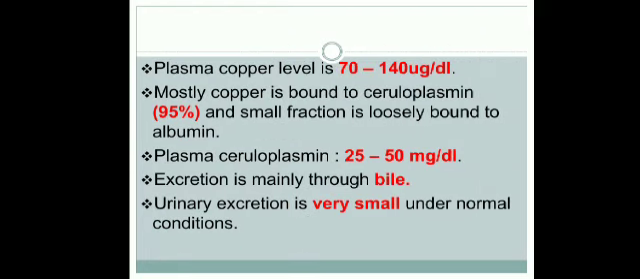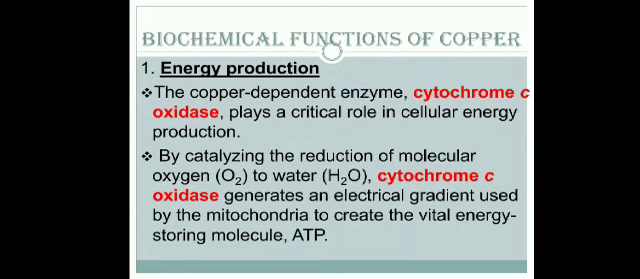Now the plasma copper level is 70 to 140 micrograms per deciliter, and mostly copper is bound to ceruloplasmin, which is 95%, and a small fraction is loosely bound to albumin. Now the plasma ceruloplasmin level is 25 to 50 milligrams per deciliter, and the major excretion of copper is through bile into the feces, and the urinary excretion is very small under normal conditions.